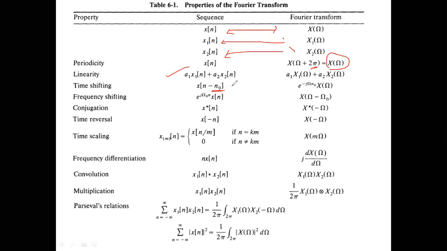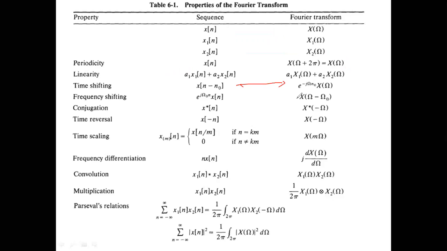What was the z transform of x of n minus n naught? It was z to the power minus n naught into X of z. Remember, z to the power minus n naught into X of z. Similarly, here you have to simply replace z by e to the power j omega. So this is one property, the time shift property.